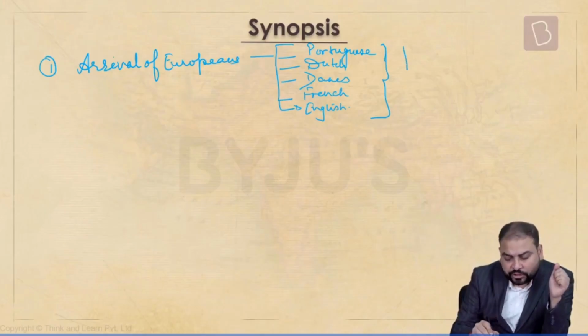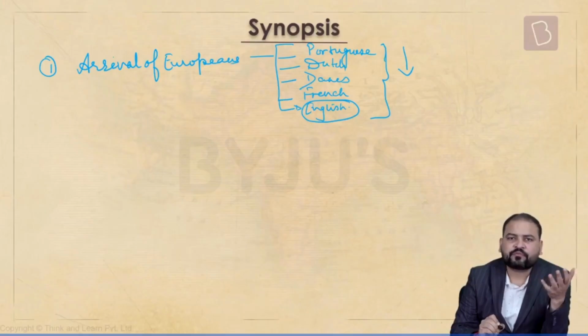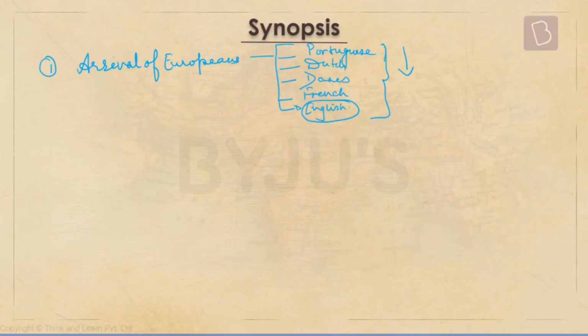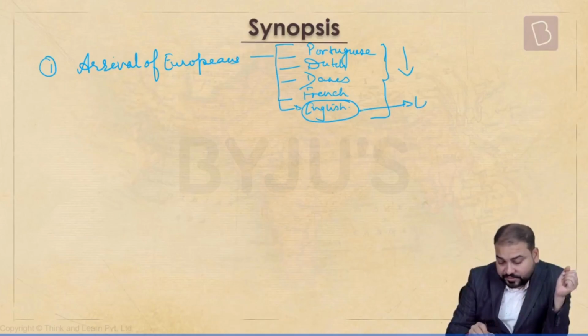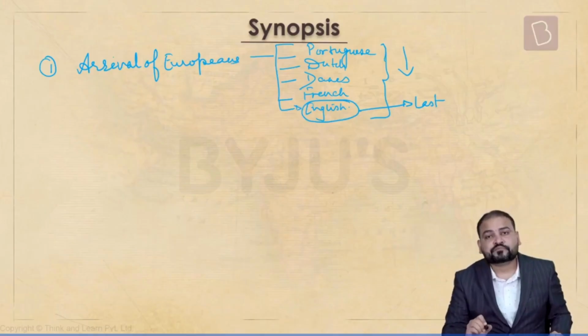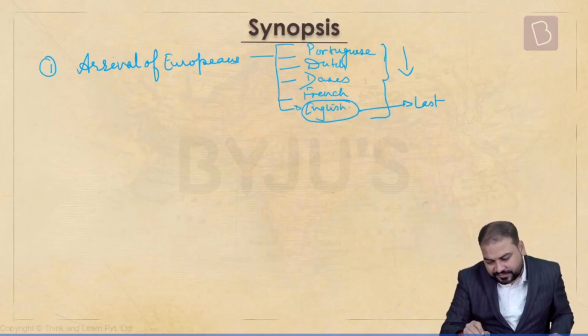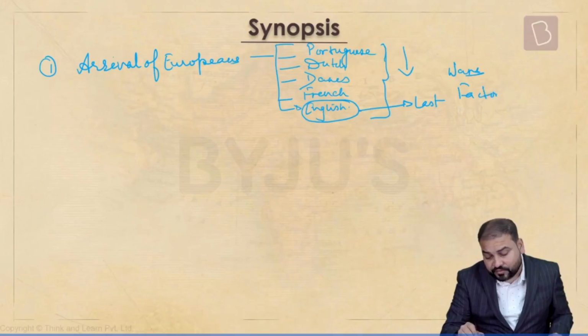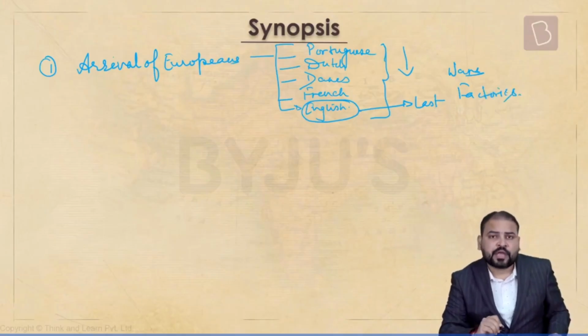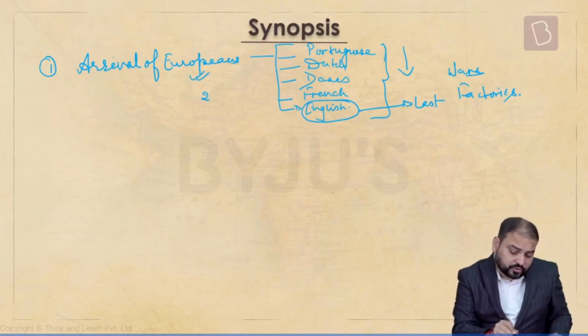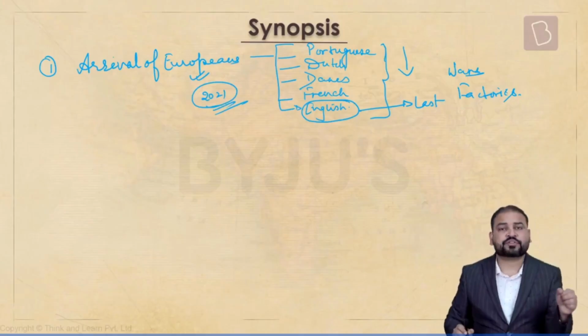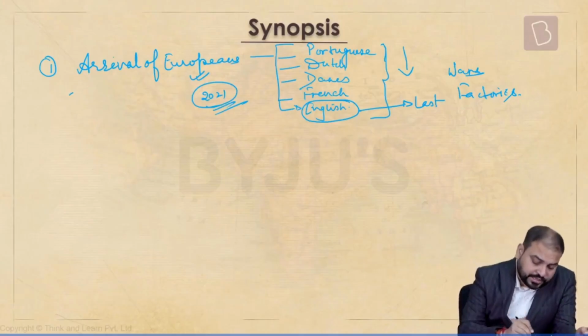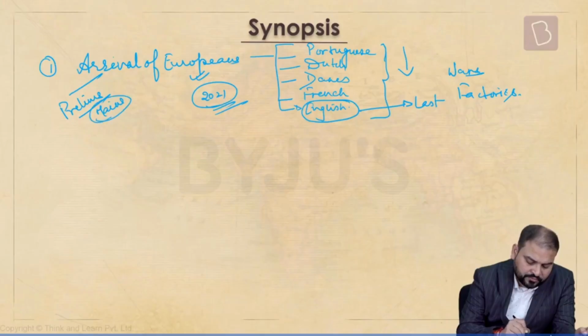This is not the order in which they arrived. English, because about them, we'll be studying a lot throughout these classes, that is why they have been kept at the last. Now, under this, we will see certain wars that took place between them. We will see where their factories were set up. And you will see that suddenly last year, 2021, a prelims question came from this section. Overall, a chapter important only for prelims, not that much for mains.